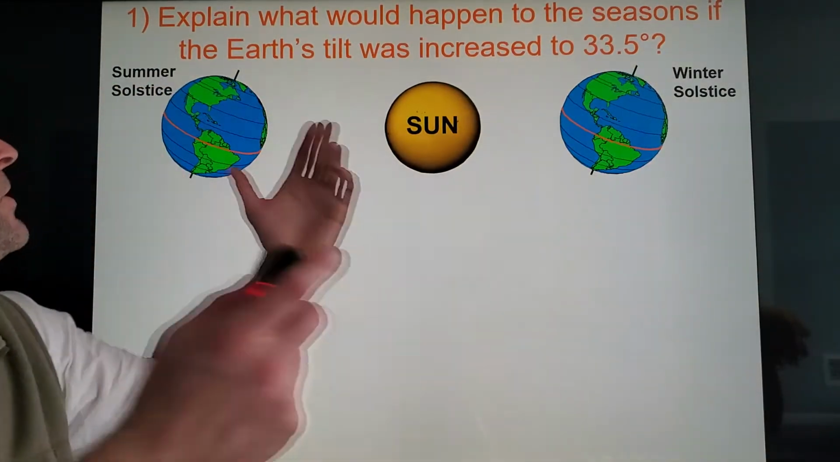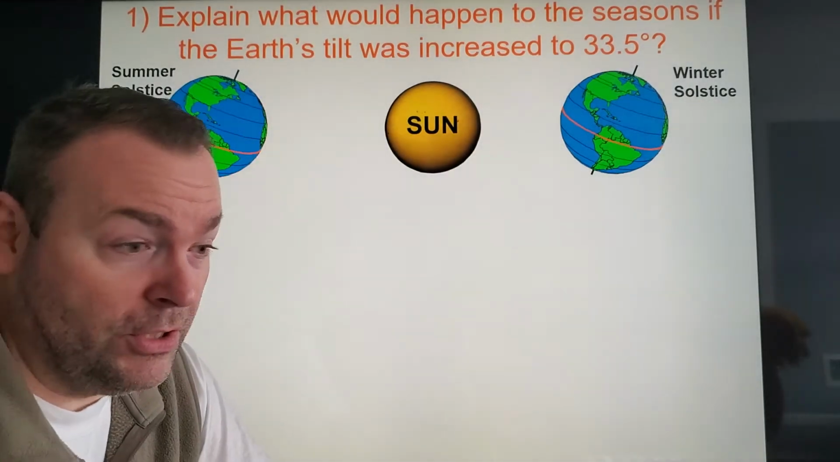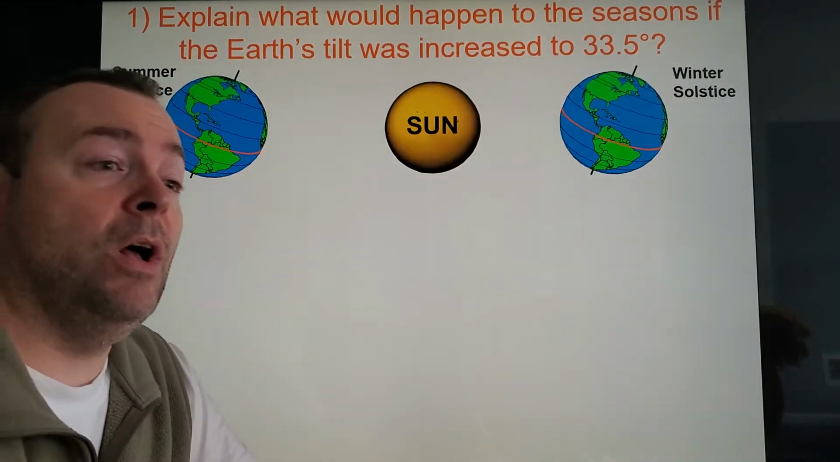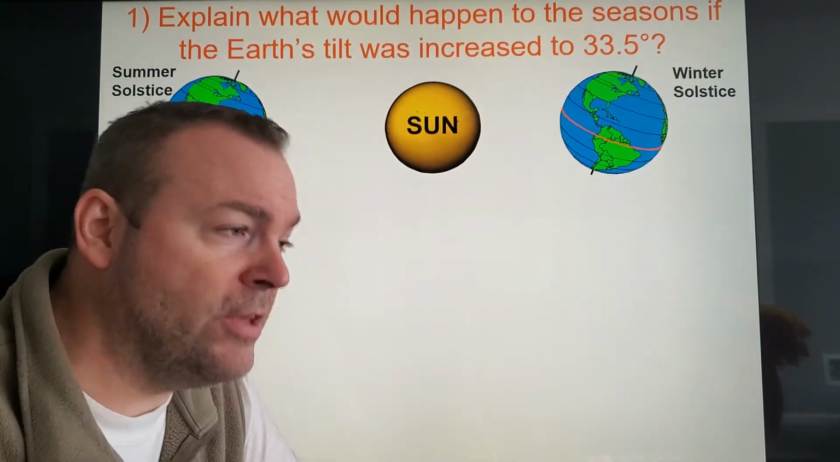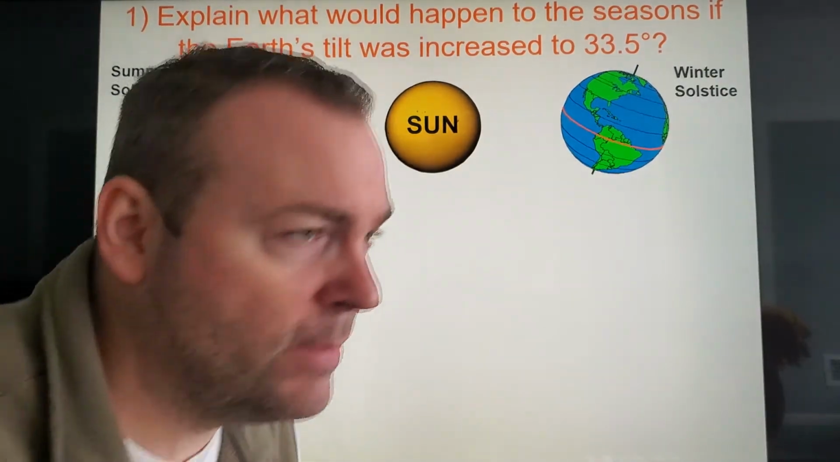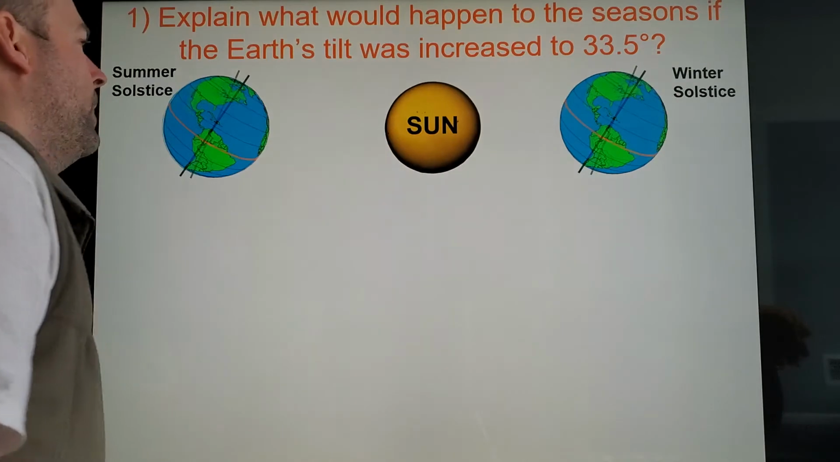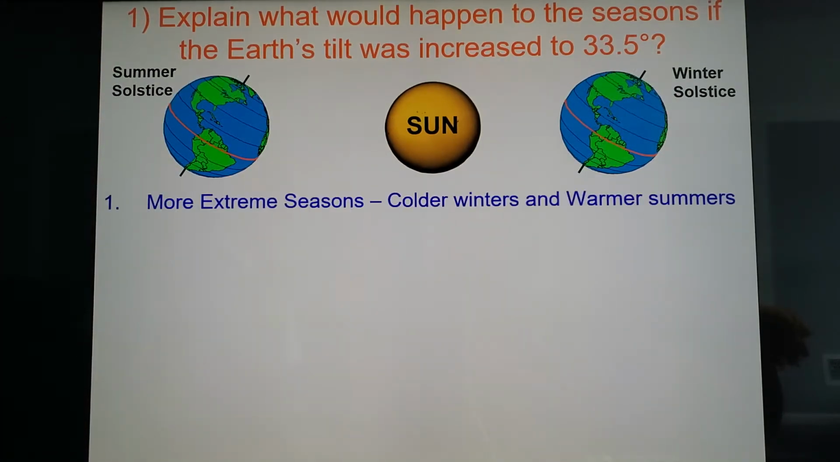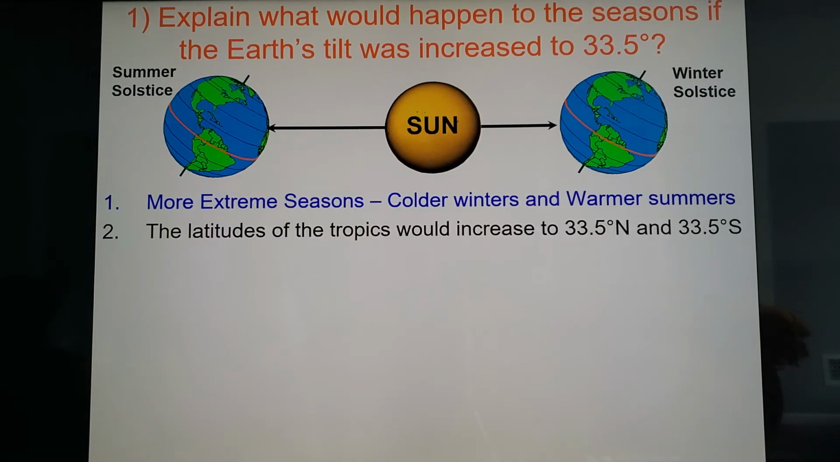And of course, the opposite would happen if there were no tilt, right? If there were no tilt, no seasonal change. If there were less tilt, well, then it would be more moderate seasons, right? Your winters wouldn't be as cold, your summers wouldn't be as hot. Okay? Okay. And there it is. You'd have more extreme seasons, colder winters, warmer summers.